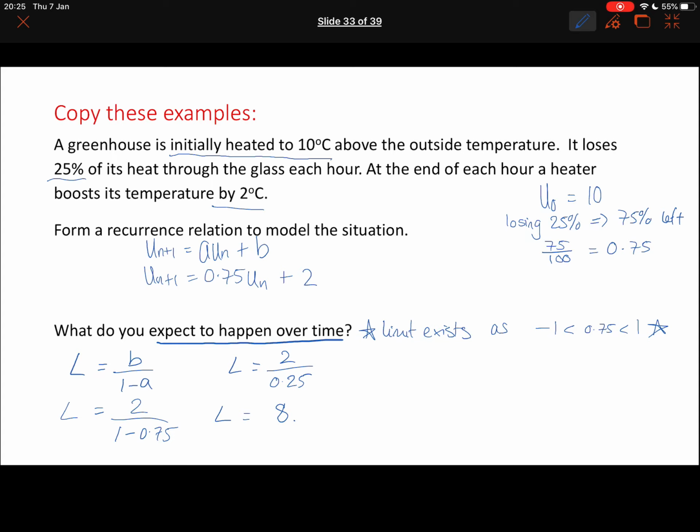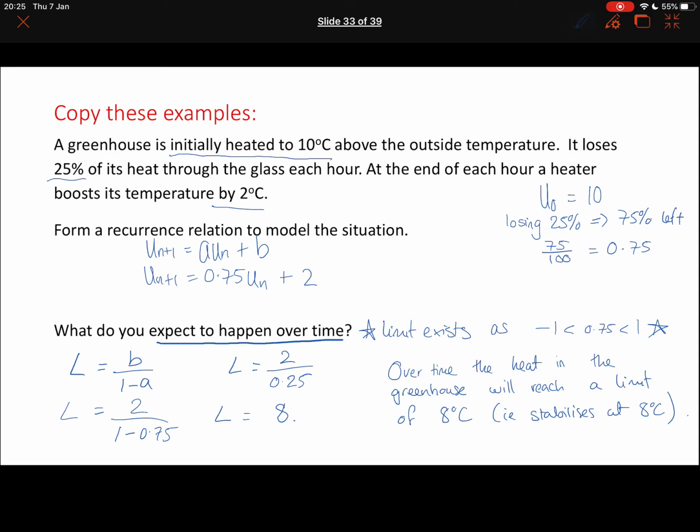So we'll write a wee sentence to say that. So over time, the heat in the greenhouse will reach a limit of 8 degrees, i.e. it stabilises at 8 degrees. So it's always important there that you relate that back to the context of the question. So we'll go on and we'll look at another typical question. Again, you'll see it's pretty wordy.